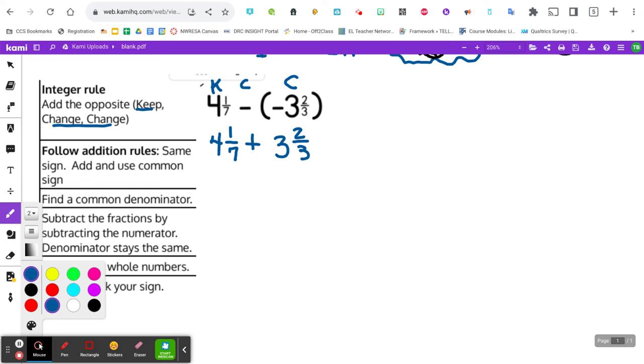All right, so the next thing we need to do is to follow our addition rules. So our addition rules say that if they have the same sign, and they do, both of them are positive, we are supposed to add. I see yet another mistake here. We are supposed to add and use the common sign. So here we go. Before we can add, we need to find a common denominator.